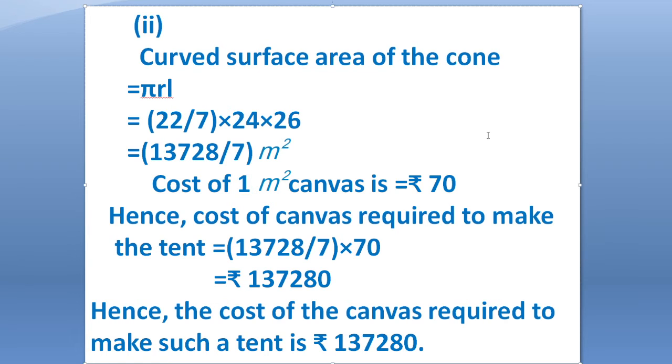Cost of 1 meter square canvas is rupees 70. Hence cost of canvas required to make the tent is equal to 13,728 divided by 7 into 70, which is equal to 1,37,280 rupees. Hence the cost of the canvas required to make such a tent is 1,37,280 rupees.